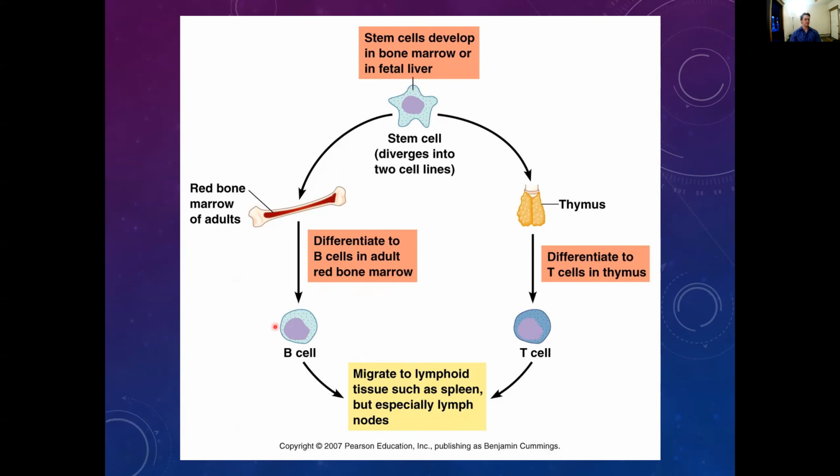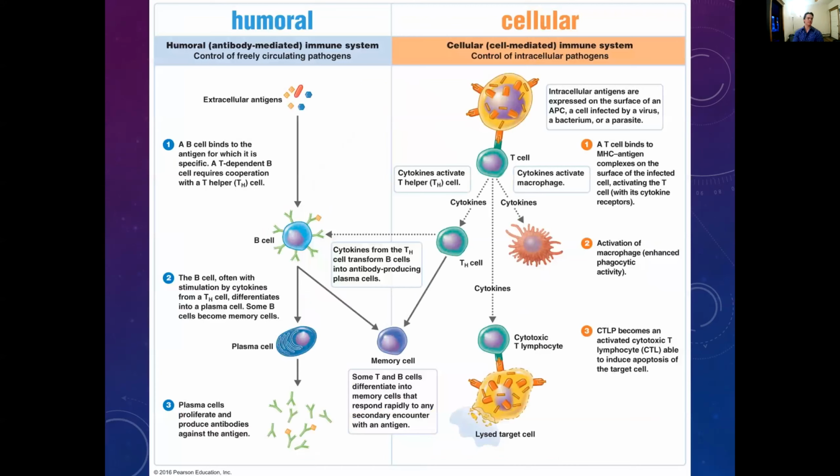Again, last week we chatted about this side. Today we're just going to talk about this. We're going to shift focus and talk more about cellular immunity. So this is another breakdown of the humoral and the cellular immune systems.